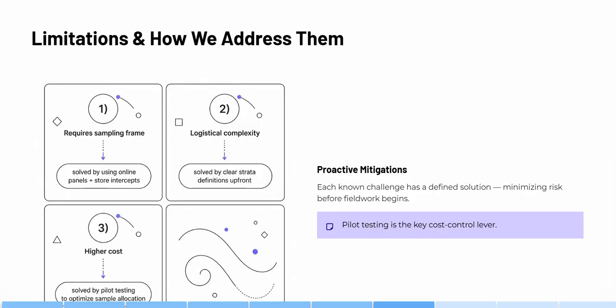The third one would be higher cost, that would be solved by pilot testing to optimize sample allocation. And if we look into all these limitations, we see proactive mitigation, like each known challenge has a defined solution, and that solution would be minimizing risk before fieldwork even begins. And pilot testing is the key cost controller here.